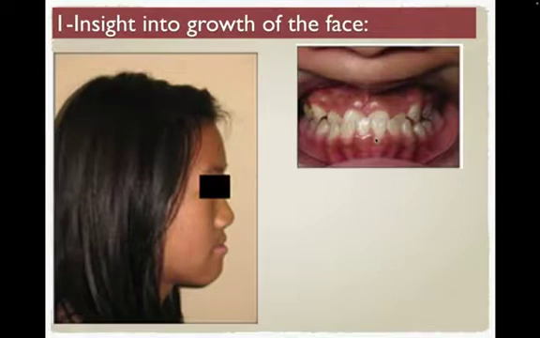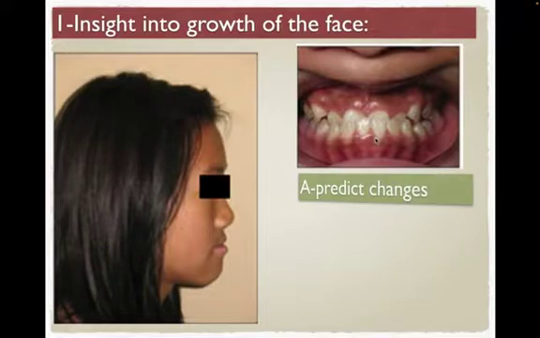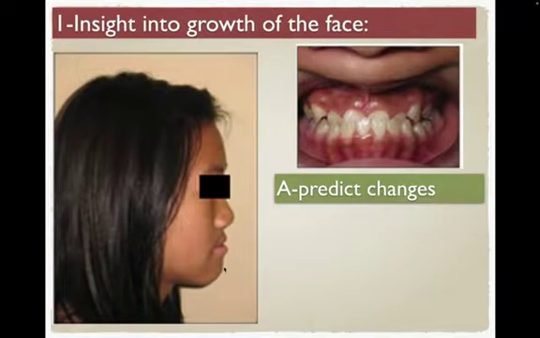So if we're going to provide treatment for her, we need to know exactly what the growth is going to be like. For example, if the mandible is going to grow more, then this case is going to be more severe. While if the maxilla is going to grow more, that means the case will be easier and it will solve itself. So prediction of the growth changes is very important in order to provide treatment.